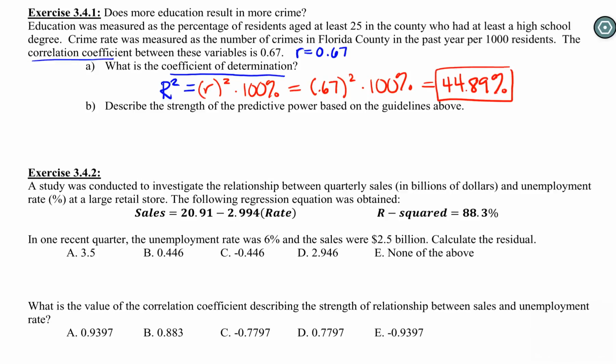The next question says to describe the strength of the predictive power based on the guidelines above. Now again, I don't care so much about these particular guidelines. I just more want us to think about, is this good? It's right around 50%. This would say that if we wanted to predict crime rate using education level or vice versa, this particular model would have a fair predictive power.